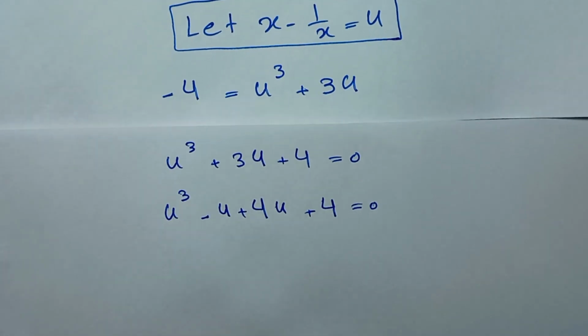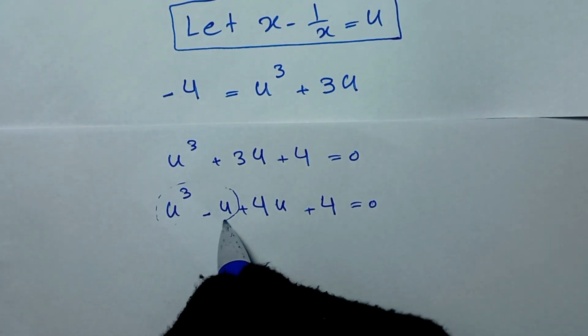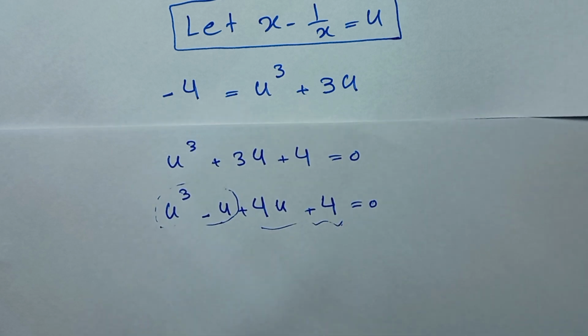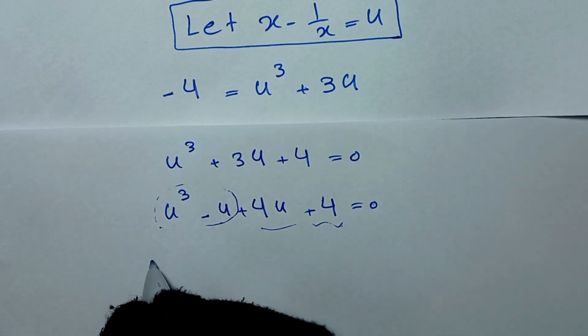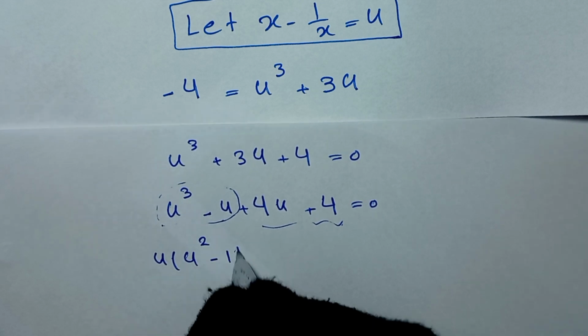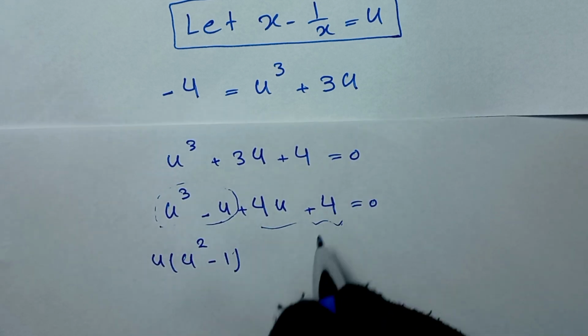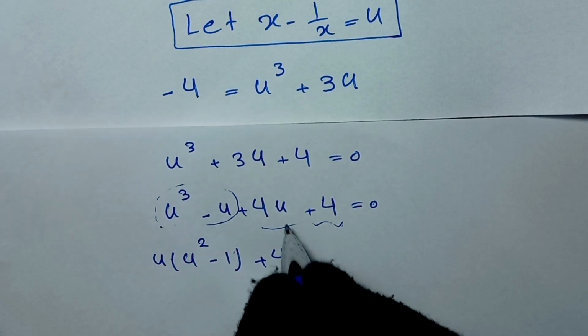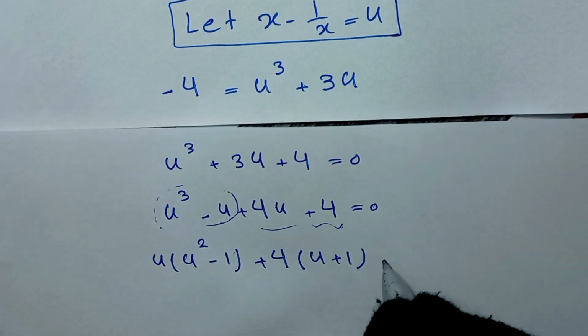And in next step, we take these two parts together and these two parts together. So from these two parts, we factor u, and it will be u squared minus 1, right? And for these two parts, we factor 4, and it will be u plus 1 is equal to 0.